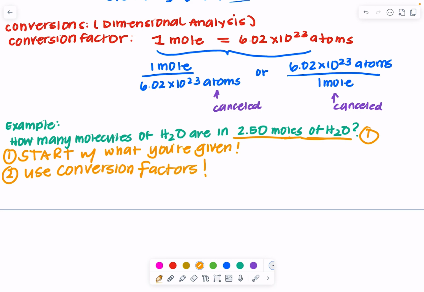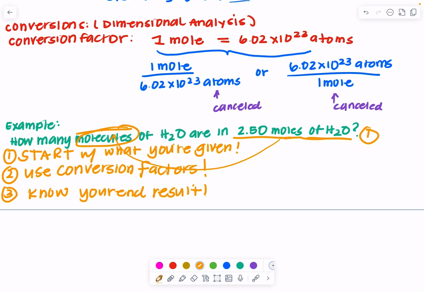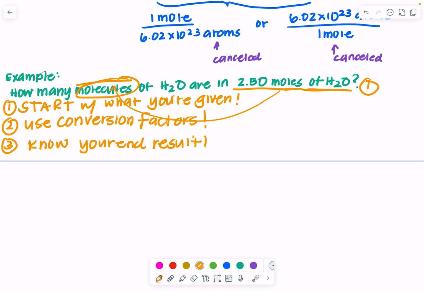Okay? We know that we're going from moles to molecules, so we need a conversion factor between moles and molecules. And the last thing is know your end results. Okay? Where it's asking for molecules, at the end of our problem, we should have molecules. So start with what we're given.